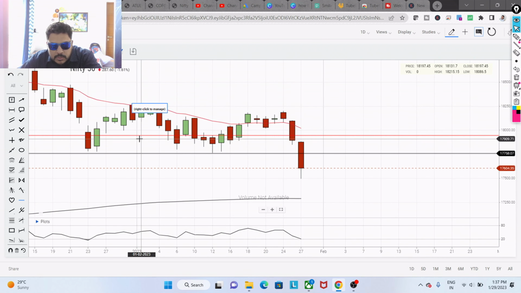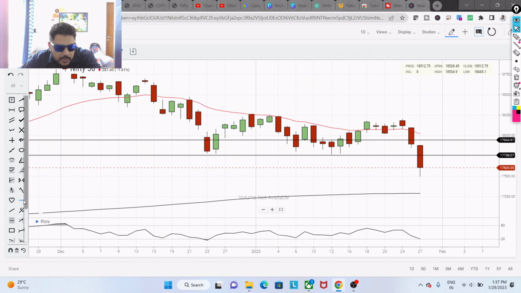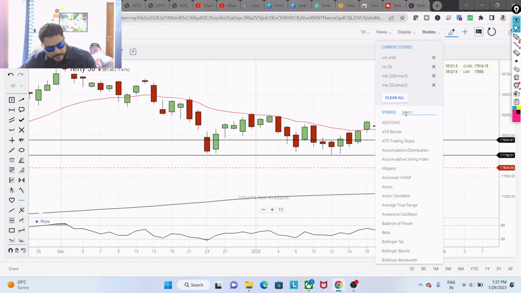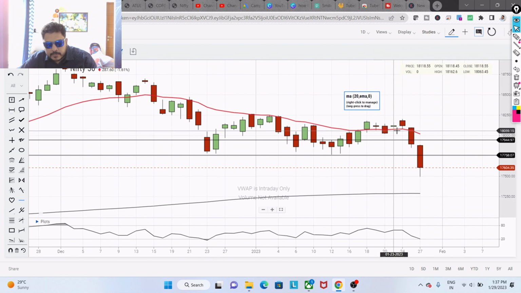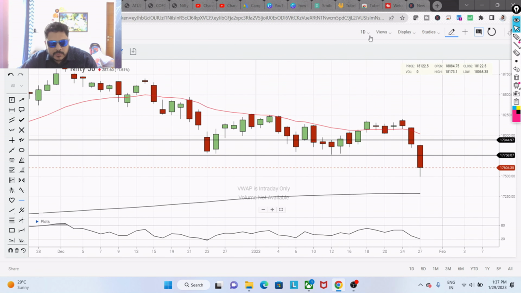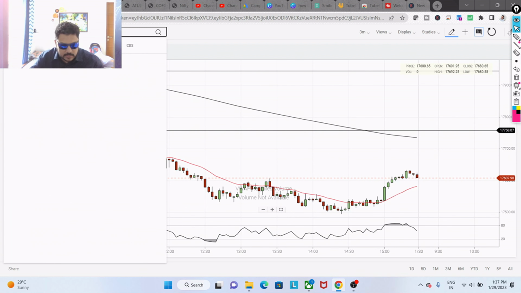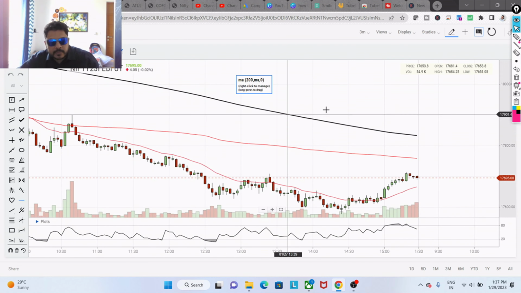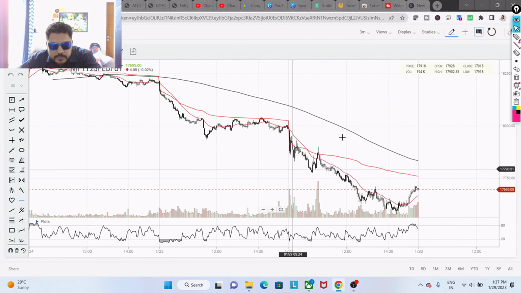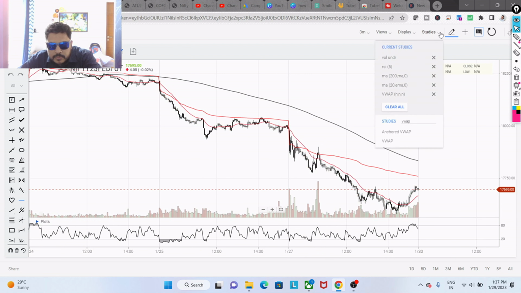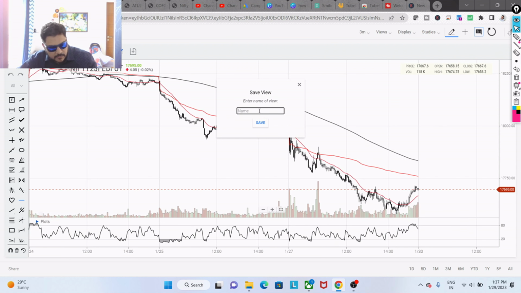Okay, so you put this, and if you want you can add one more indicator, which is your VWAP. So VWAP will need volume here. So we have to take the future symbol, Nifty Feb future. Okay, so here we added VWAP. So we will save this as our fantastic 4 FF.